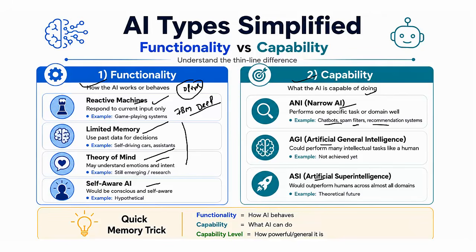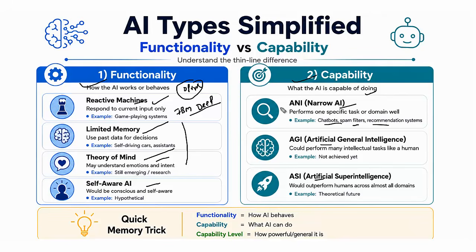If you take the example of a self-driving car, it is designed mainly for driving, not for general human tasks. So based on capability it is artificial narrow intelligence, which uses the functionality of limited memory. That's how it works. Functionality level talks about how AI behaves, but capability level talks about what AI can do. The focus of functionality is memory, reaction, and learning. Capability level focuses on intelligence, scope, and power.